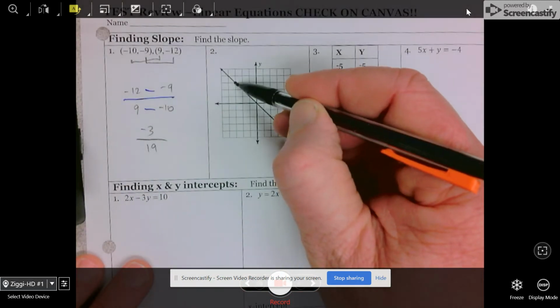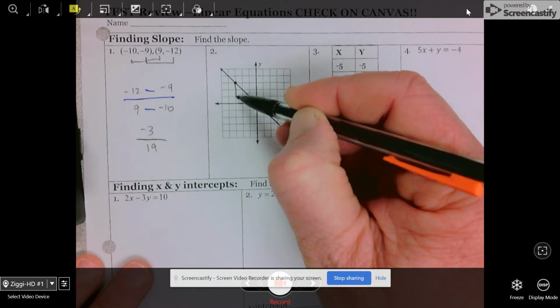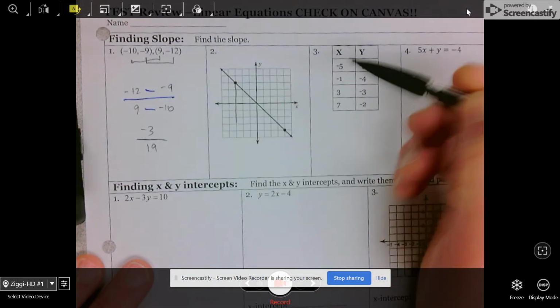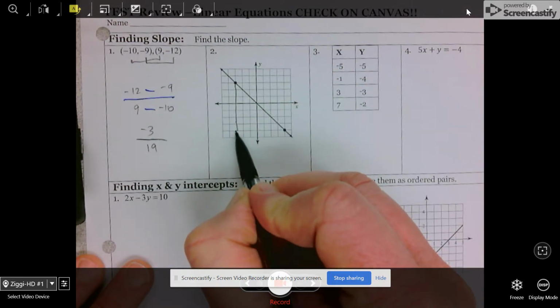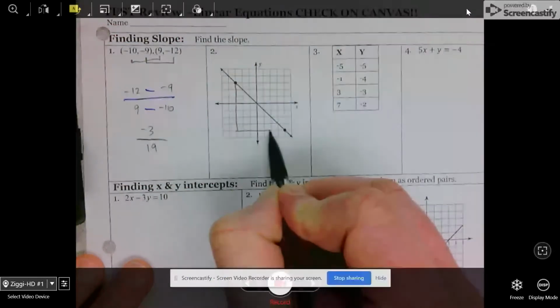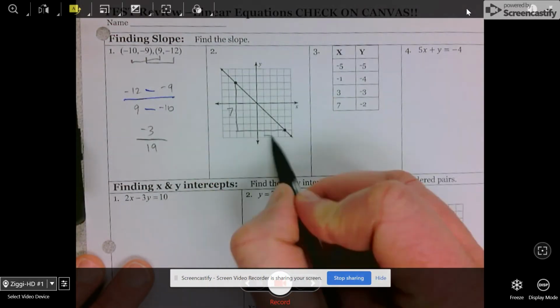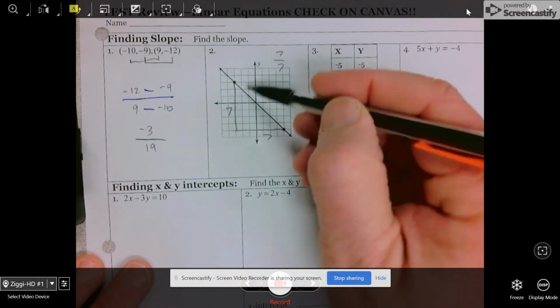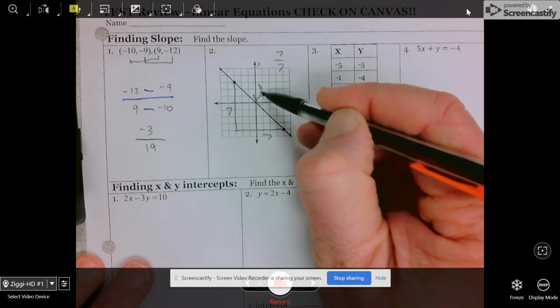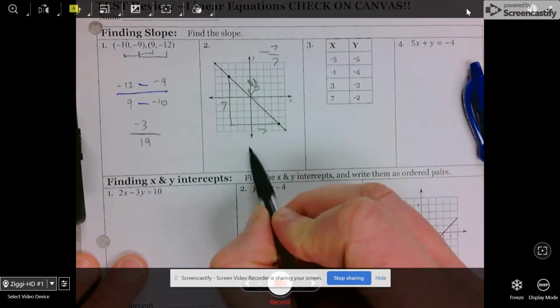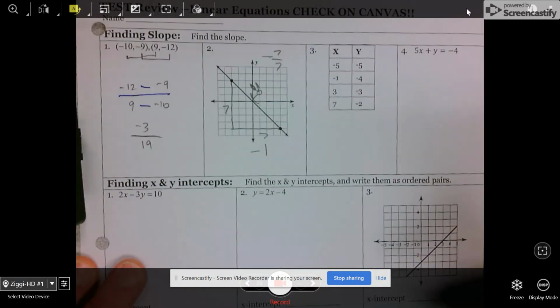We have 2 points on here, so I'm counting 1, 2, 3, 4, 5, 6, 7. 1, 2, 3, 4, 5, 6, 7. Okay, 7 over 7. I know it's negative because I watch Slope Dude. So negative 7 sevenths is negative 1. Don't leave this negative 7 sevenths. Go to the next one.